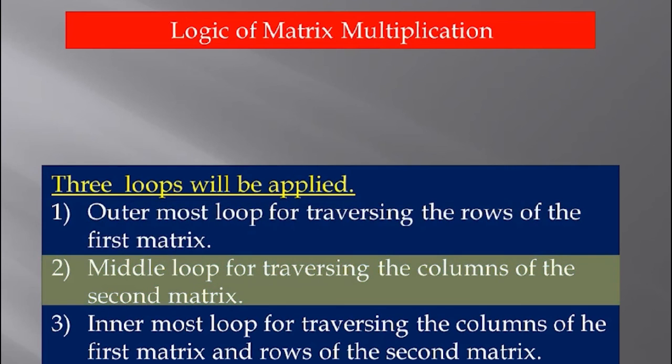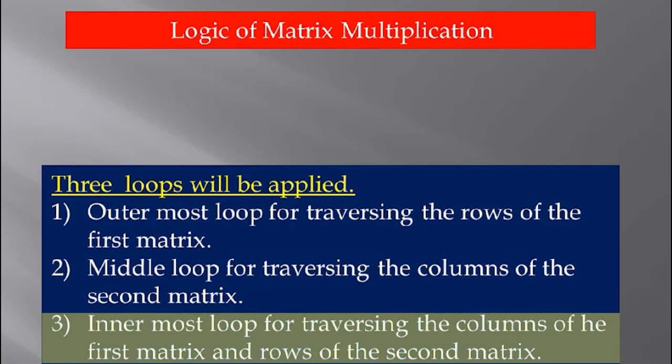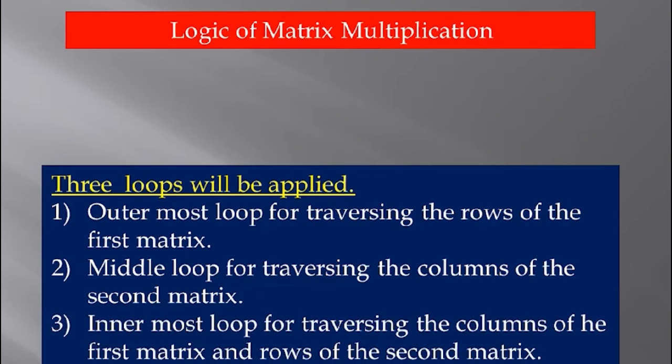Middle loop for traversing the columns of the second matrix. Innermost loop, that will take care of the thing which is taking place the most frequently, and that is the columns of the first matrix and rows of the second matrix, right? So in the next example, I am going to show you the algorithm as well as the implementation program of matrix multiplication.